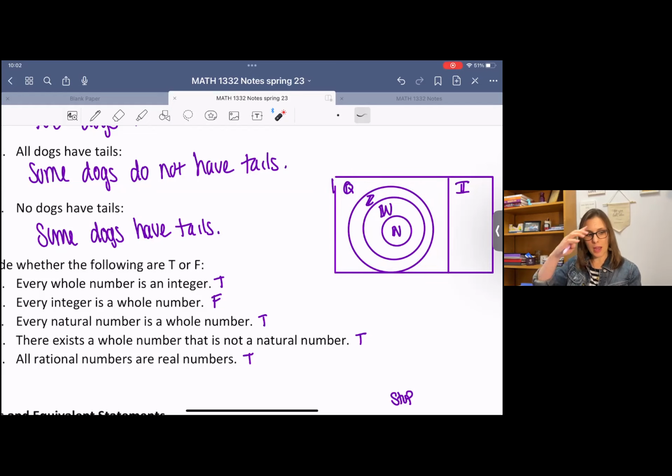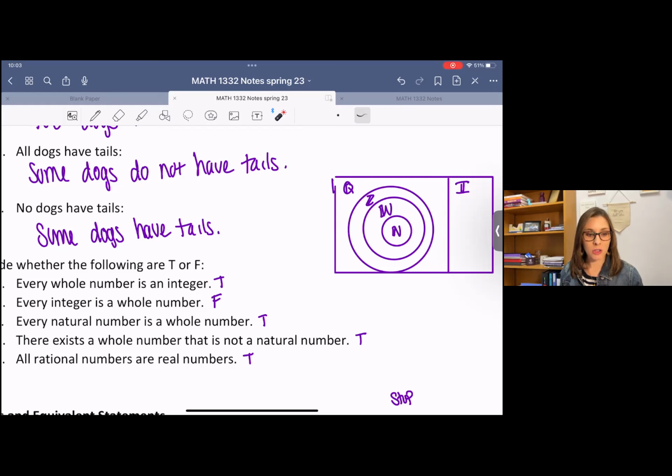So we have the first statement, every whole number is an integer. That's true because all the whole numbers live inside the integer set. So every single whole number that I would list is also an integer. That's true. And then the second one, every integer is a whole number. So we've flip-flopped this statement, and we're trying to see if I picked an integer, does it count as a whole number? Well, if I picked -5, that's an integer, but -5 is not a whole number. So this is a false statement.